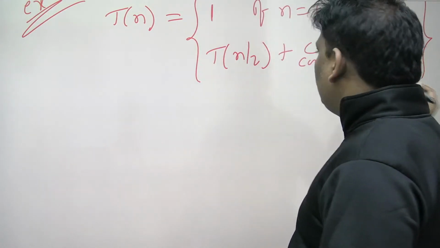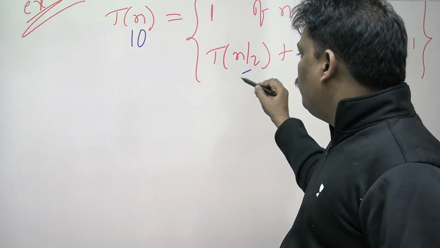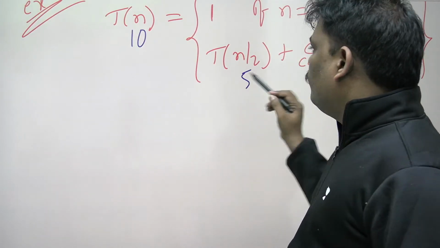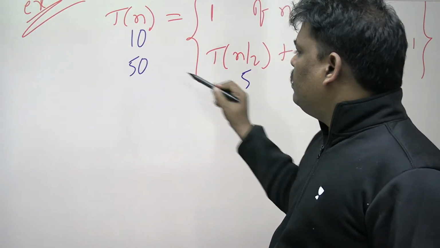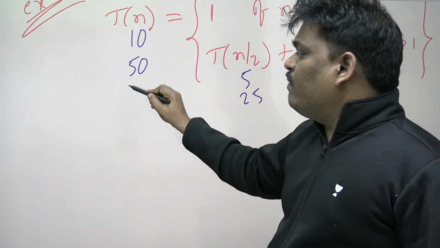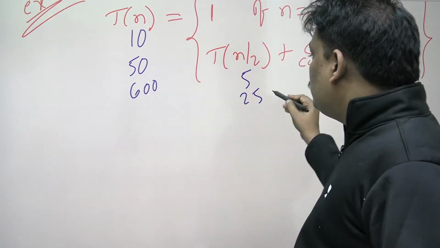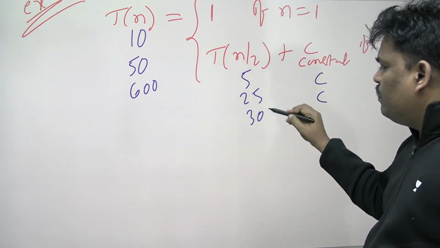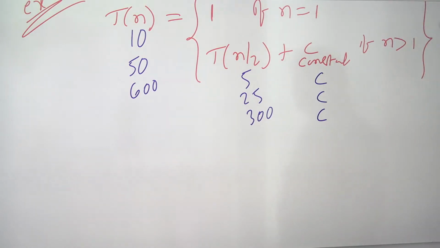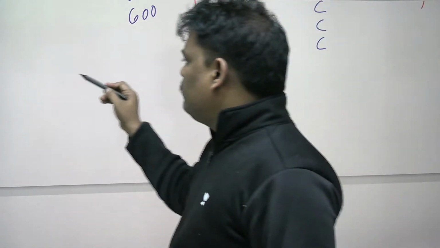Everyone listen. Constant means it doesn't change. See this one: you give 10, it is 5, but it is a constant. You give 50, it is 25, it is constant. You give 600, this by 2 means 300, it is c, it doesn't change. That's the meaning of constant.